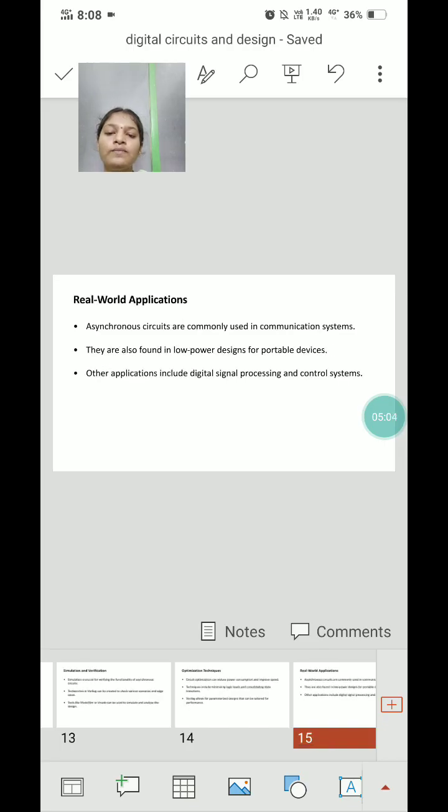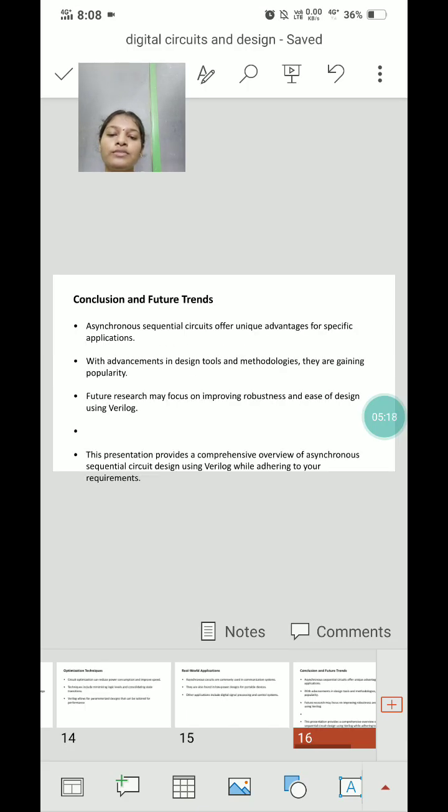Real world applications. Asynchronous circuits are commonly used in communication systems. They are also found in low power design for portable devices. Other applications include digital signal processing and control systems.